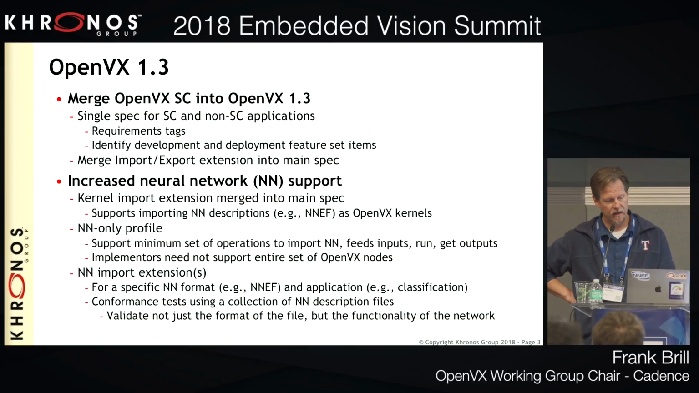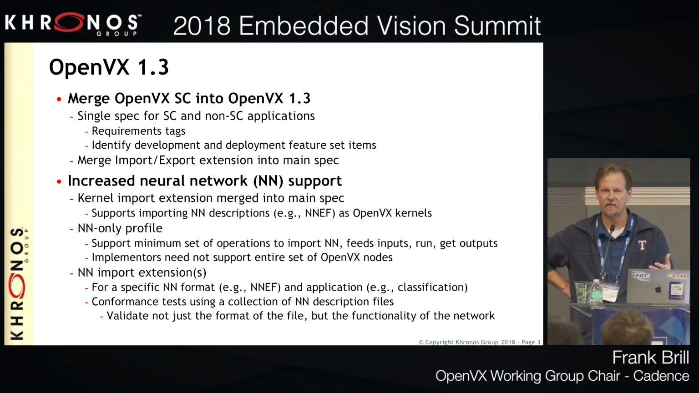Another thing that we have an idea for is this NN only profile. Now that we're adding more functions, I guess we're up to 63 now, and some of those functions are fairly complicated, actually. One I think of is the color convert. The color convert is one function, but it really is about 40 functions, because you've got a different function for every color you're converting from and to.